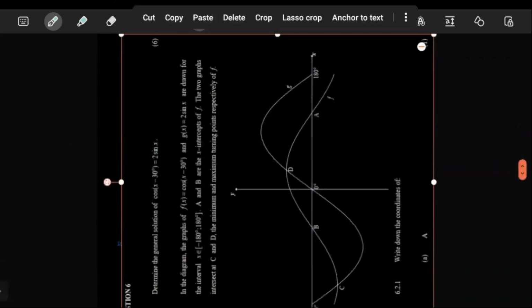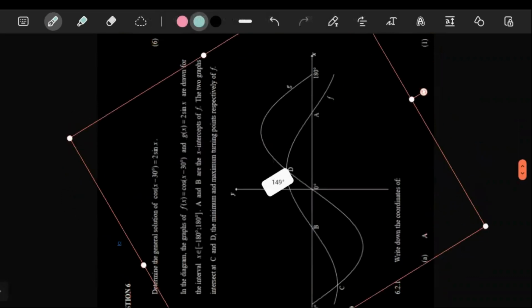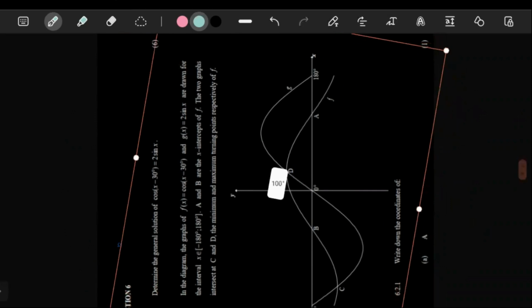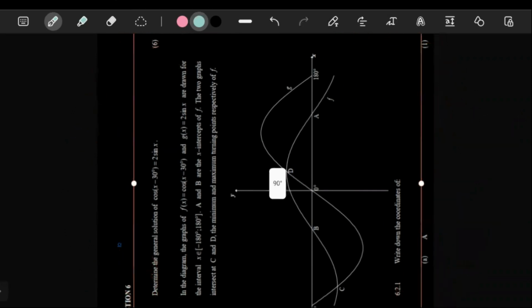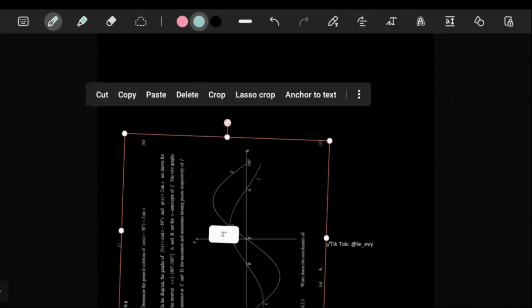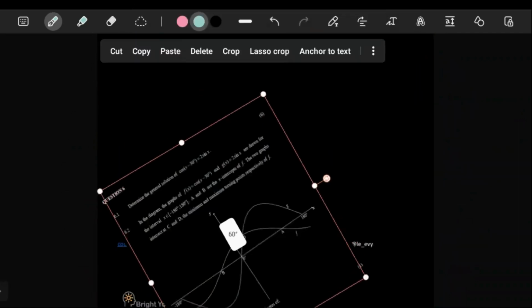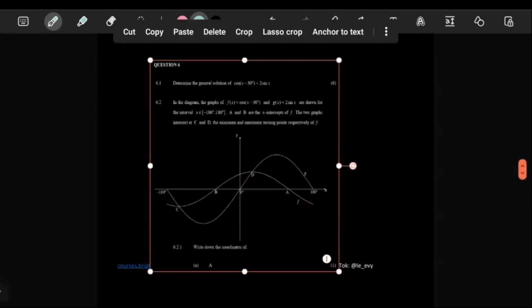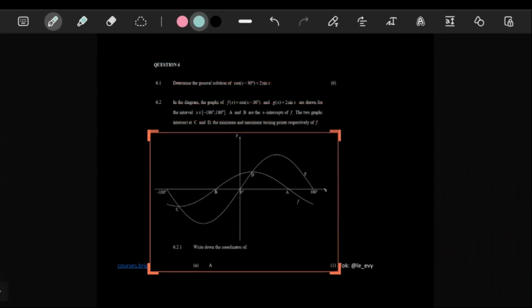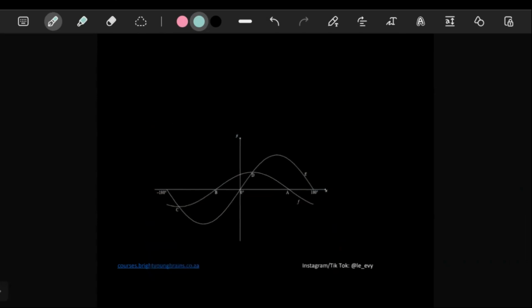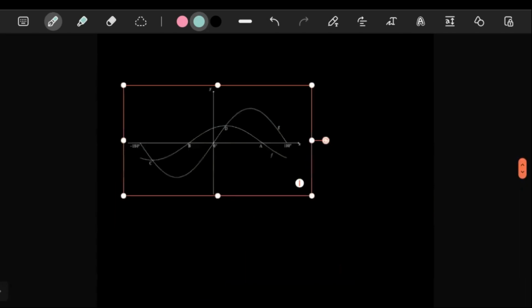So with what we have here, it is the kind of equation that definitely needs you to use your graph. Because if you don't use your graph, you won't be able to do anything actually. So let me crop this out, crop this, make this bigger.